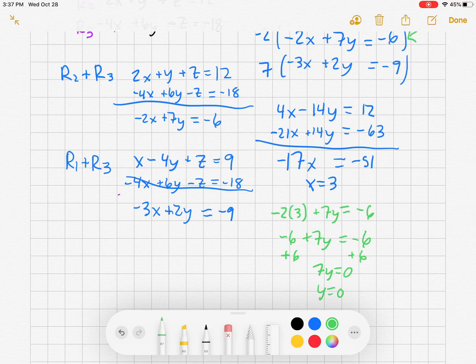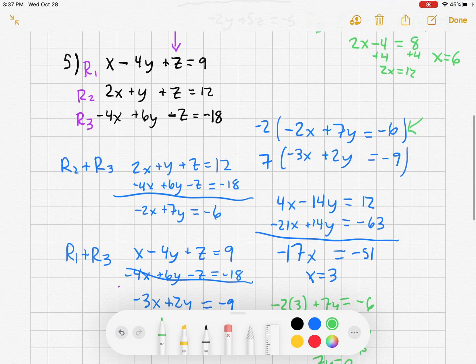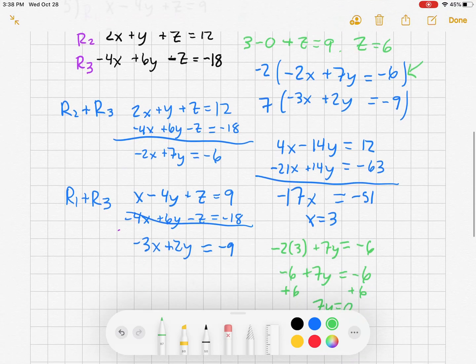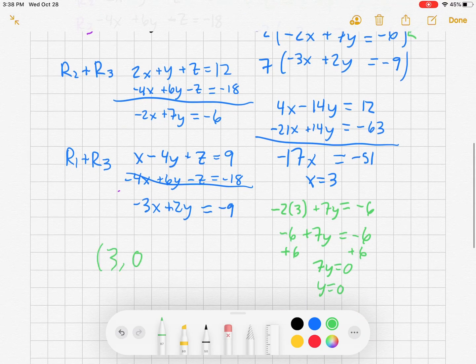Good. So now let's go ahead and figure out what z is by plugging it into one of our equations. I'm going to pick R1 just because I think it looks the easiest at the moment. But really, you could do any of them. And we get x minus 4 times 0 plus z equals 9. And we know that the x is actually a 3. So we get 3 minus 0 plus z equals 9. And therefore, z equals 6. Our final answer will be 3, 0, 6.